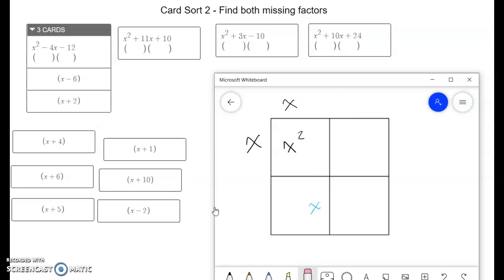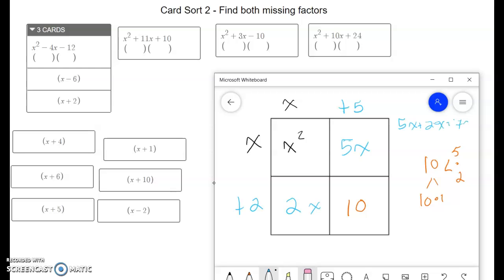I have 11 and 10. So I have a positive 10 here, which makes things a little bit easier. The factors of 10 are 10 and 1, and also 5 and 2. Those are the only two sets of factors that I can use. Let's try 5 and 2, because I know that they're both going to be positive, and I need to get to 11. So plus 5 plus 2. This would give me a 5x, and this would give me a 2x. 5x plus 2x gives me 7x. So it can't be this one, even if I flipped it. So it can't be that set of factors.